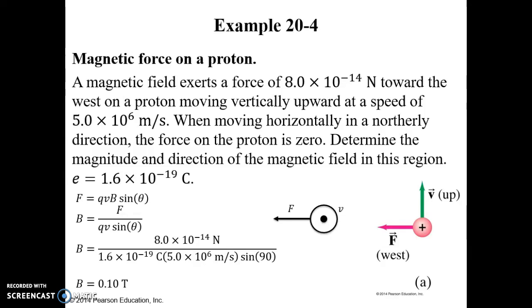So for the direction, point your arm upward into the air, point your thumb to the left, and your fingers should curl in a northerly direction. The statement, when moving horizontally in a northerly direction, the force on the proton is 0, makes sense because mathematically theta would be 0. Thus, the force on the particle would be 0.